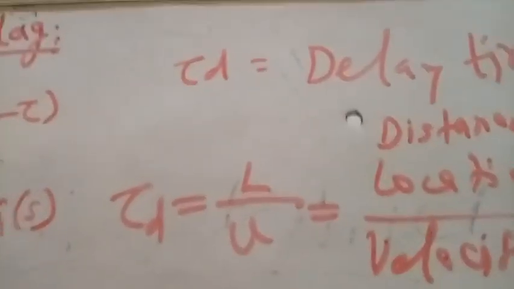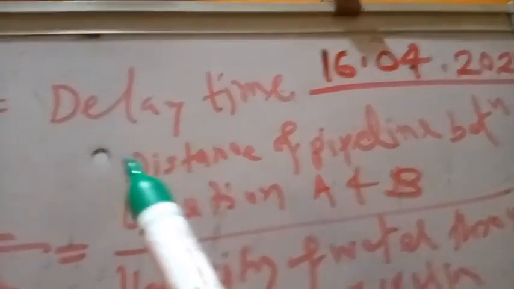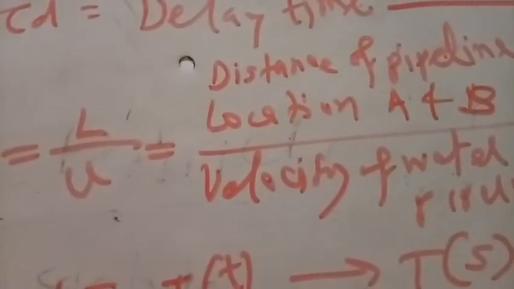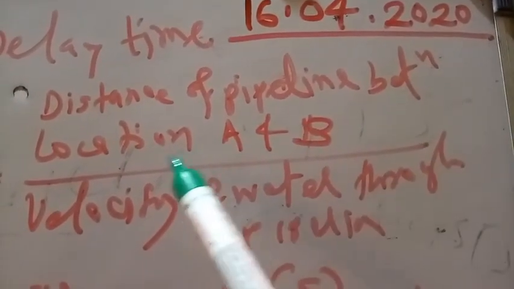So now we derive one relation. Tau d is the delay time, and the formula for tau d is L divided by V. L is the length and V is the velocity. L is the distance of pipeline between location A and B. V is the velocity of water through the pipeline.